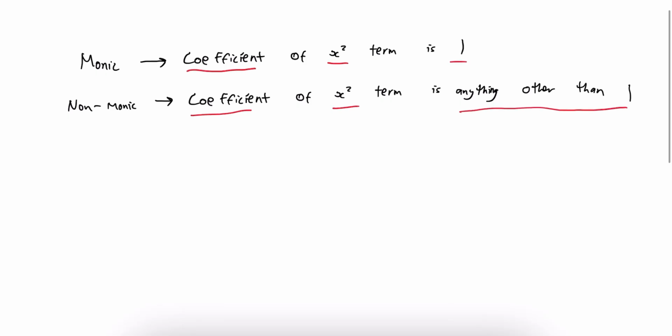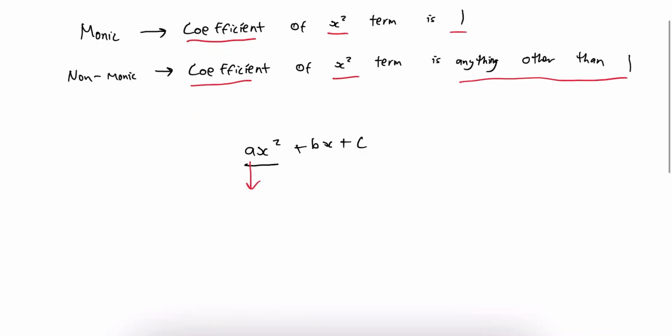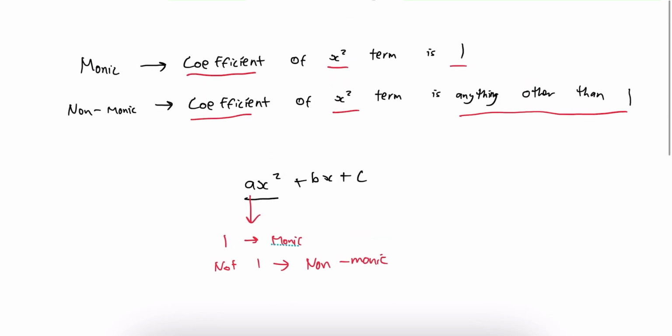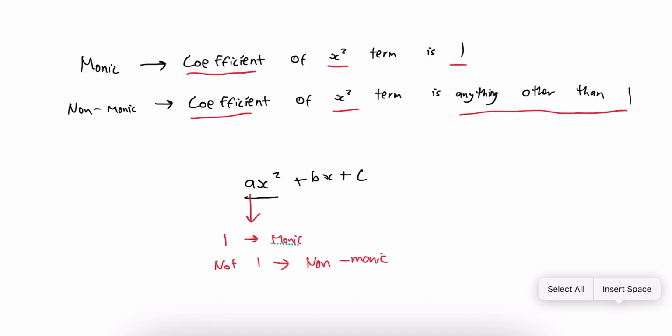Okay? And when we talk about a quadratic, we mean a quadratic written in this form. So this here is the x squared term, but what we're primarily focusing on is that coefficient of the x squared, so that a. Alright, and if that a is 1, it's monic. If that a is not 1, then we get non-monic. Okay, now let's look at a few examples as to how we can factorize these.